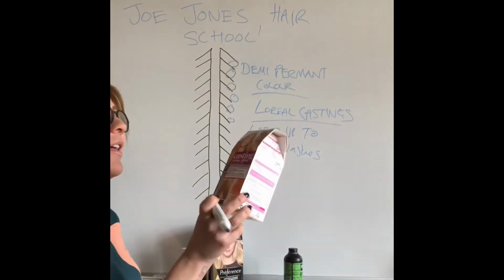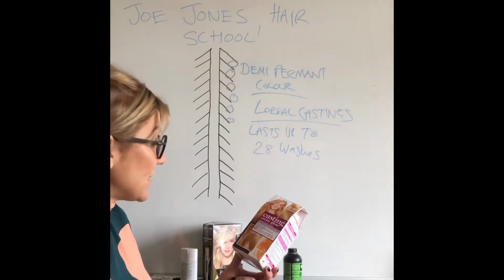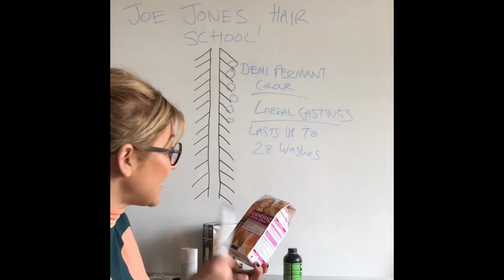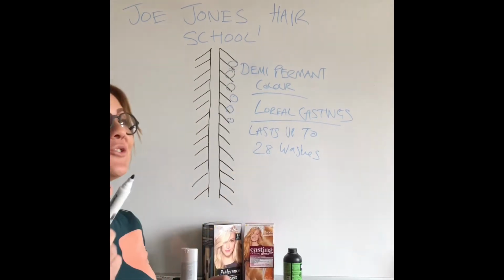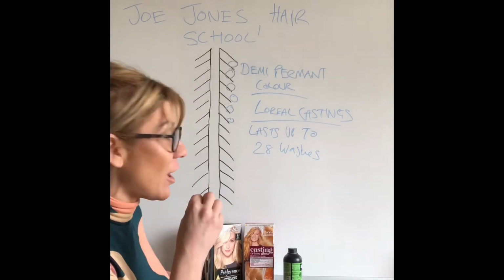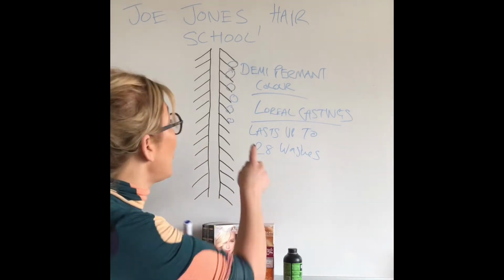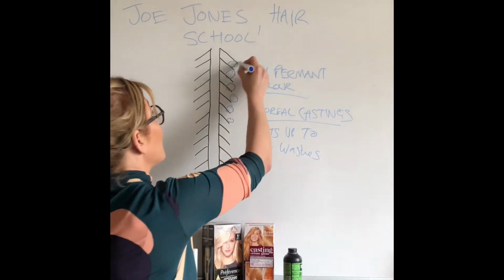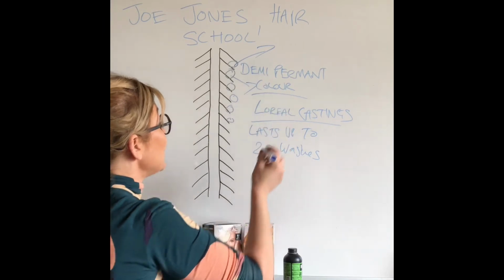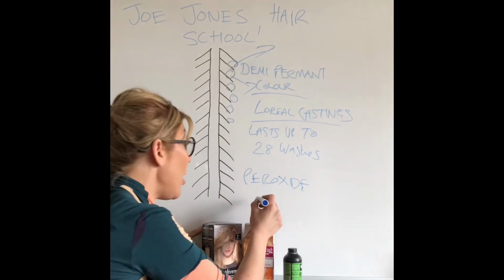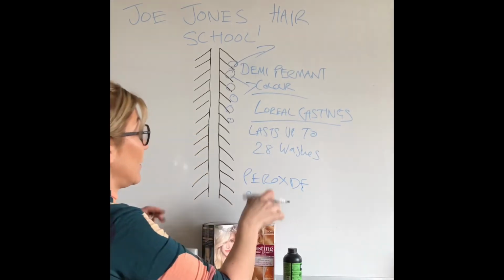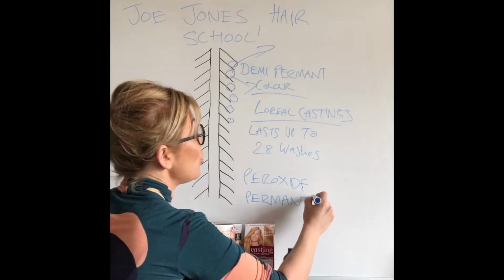Now, although it says that it only lasts up to 28 shampoos, in some ways that is true, because the colour molecule does wash out. But because it's had peroxide in, it will permanently change your natural hair colour.